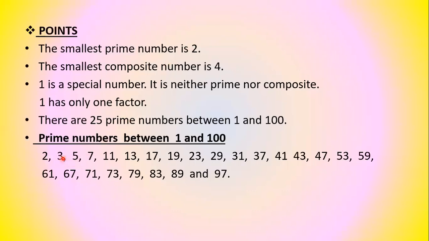2, 3, 5, 7, 11, 13, 17, 19, 23, 29, 31, 37, 41, 43, 47, 53, 59, 61, 67, 71, 73, 79, 83, 89 and 97. So you have to learn these prime numbers.